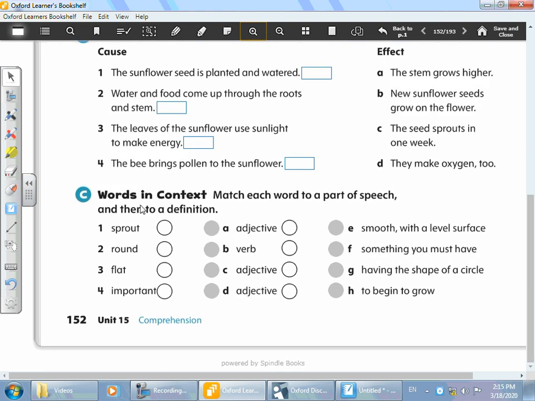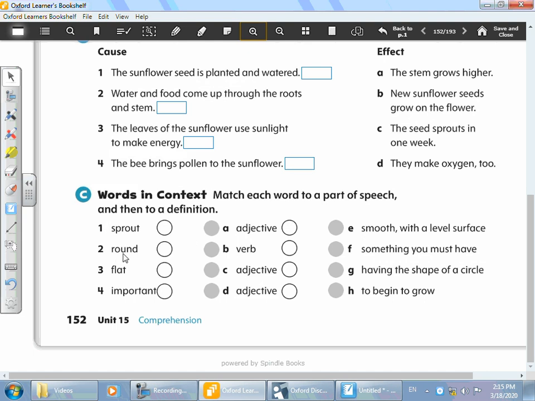Very good. Now, question number C, the words in context. Match each word to a part of speech and then to a definition. So, we're going to match the word sprout. Is it a noun, verb, or adjective? To grow. It's a what? Excellent. It's an action. So, it's a verb. Okay? So, we're going to write here B. And then what's the meaning? Excellent, to begin to grow. And write H.